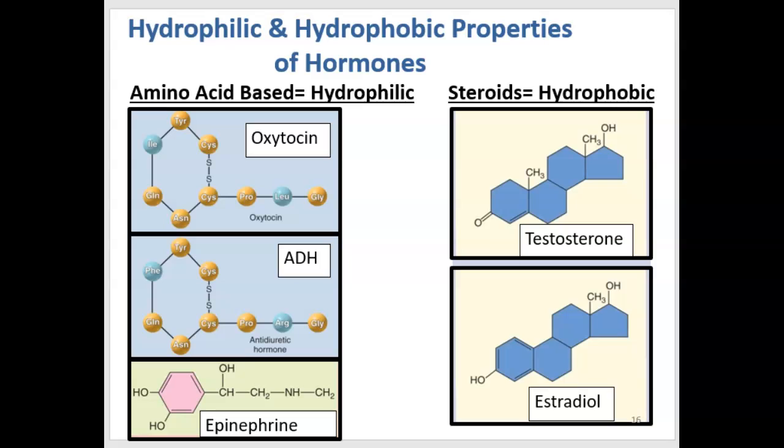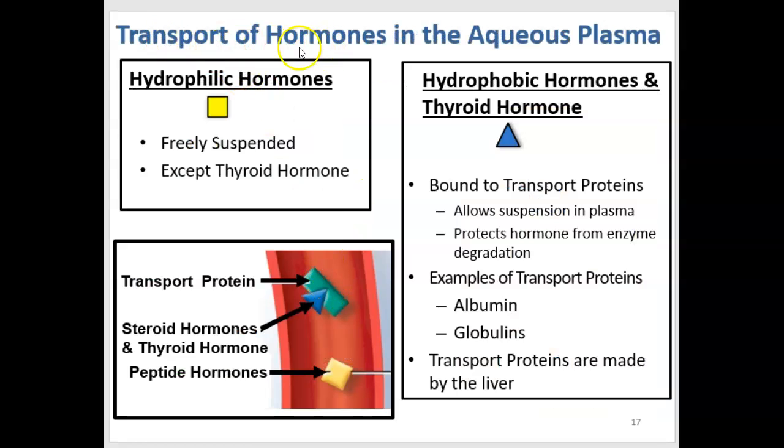So let's look at how hormones are transported in the blood. Hormones that are hydrophilic can be freely suspended in the blood. They're just floating around in the plasma. Except one, and that's thyroid hormone. Even though thyroid hormone is a protein or amino acid based hormone, it needs a transport protein to stay suspended in the bloodstream. Otherwise, it will clump up.